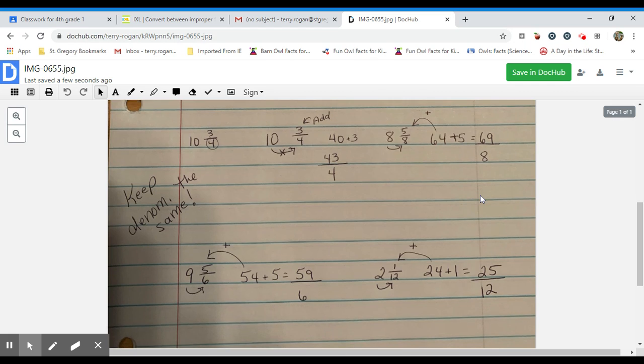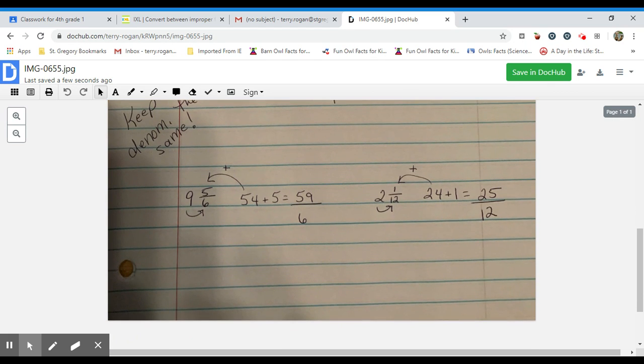I actually think these problems are kind of fun. I can hear some kids in class saying, I get it, these are fun. So I hope you're one of those.